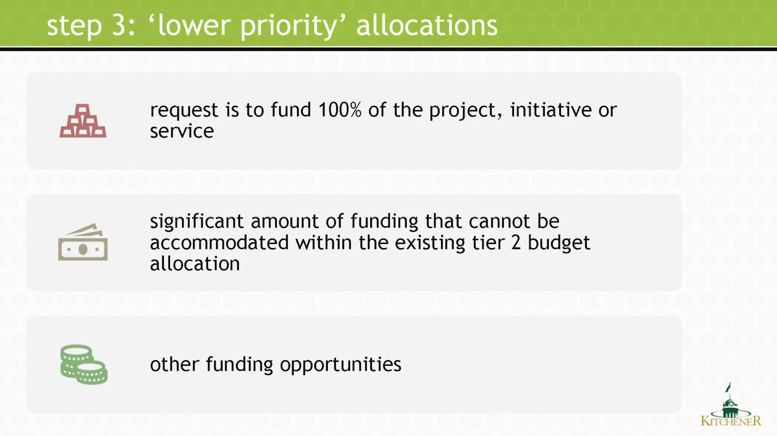The applicant is requesting the city to fund 100% of the project, initiative, or service. Or if the request is for a significant amount of funding that can't be accommodated within the available annual grant funding, it's considered a lower priority. However, partial funding may be allocated if little or no impact on the proposed project, initiative, or service is likely. If the group did not leverage any potential other funding opportunities, the application is deemed a lower priority.